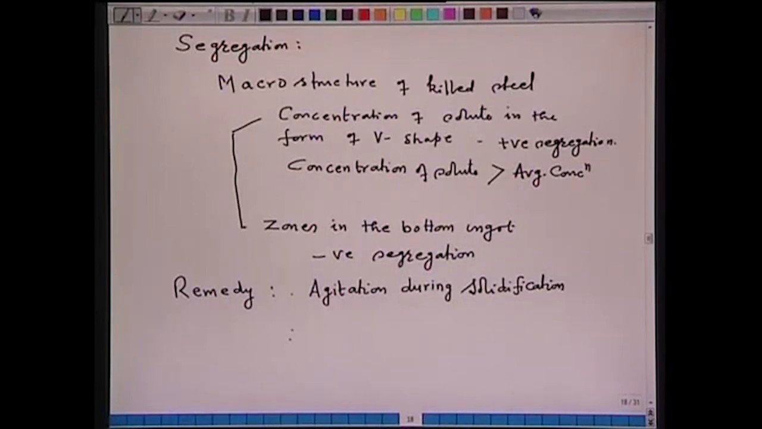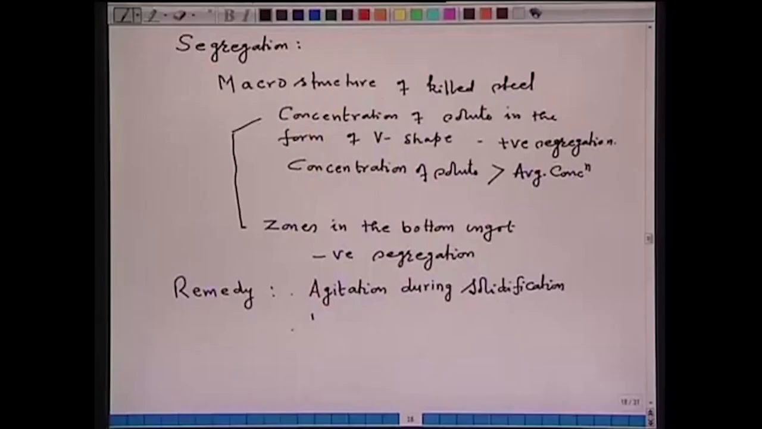Another way of removal of this segregation is that the micro segregation which results in the interdendritic region can be eliminated by a treatment called homogenization. Now, this homogenization treatment is given after the solidification to the ingot during the reheating stage. Homogenization treatment does not form a part of the solidification process, but it forms a part of rolling or heat treatment operation. So, at that stage the micro segregation which is there in the steel ingot can be eliminated by homogenization, that is, by heating over a long period of time.